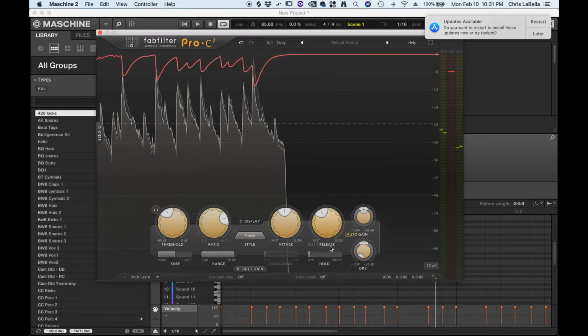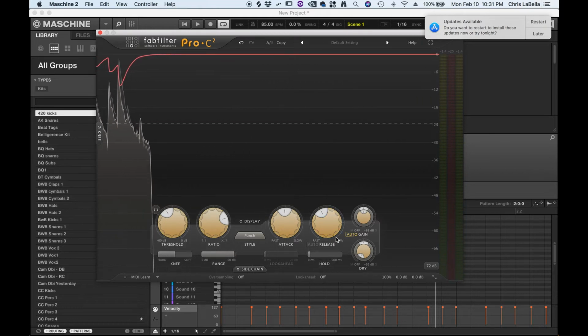So the release time determines how quickly the compression is released once the input level crosses back below the threshold. Slow release times can make the compressor sound more transparent, while fast release times make it sound like the compressor is working really hard. So let's take a listen to how that sounds.